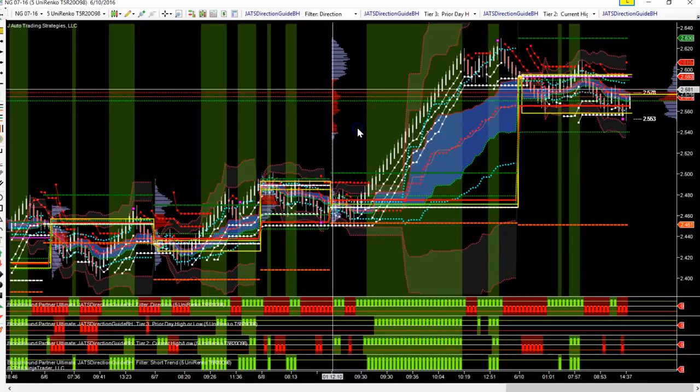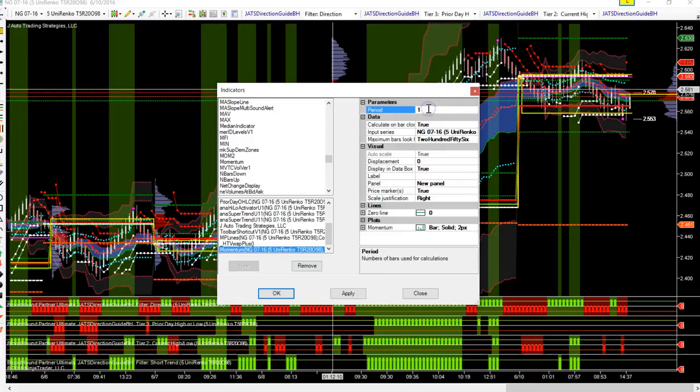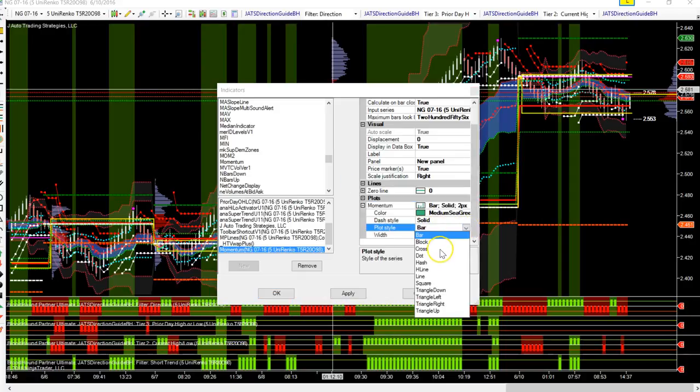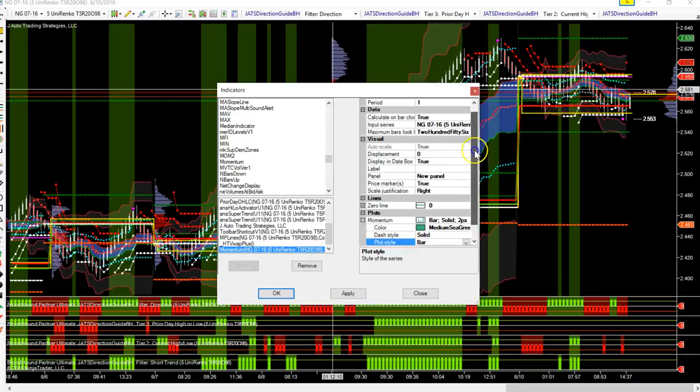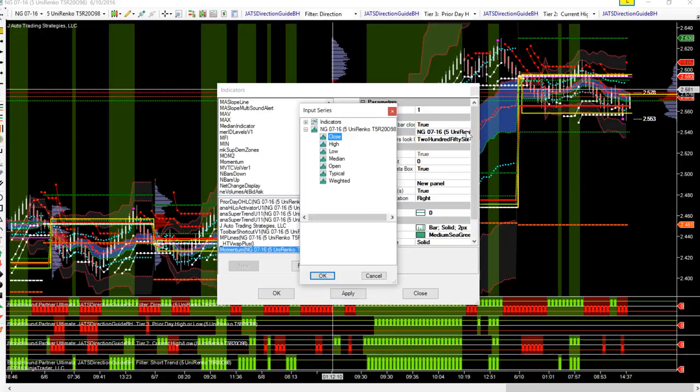So let's add the momentum on here. This might be a treat for those of you who have not seen how to do this momentum. Go to your indicator, click momentum. It's on a period of 1. Change your plot from a line to a bar. Then come up here to your input series. Click on the ellipsis. It takes a minute for this to open, so just be patient. Give it a second to open up.